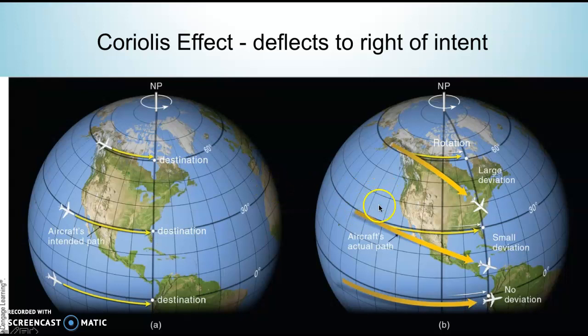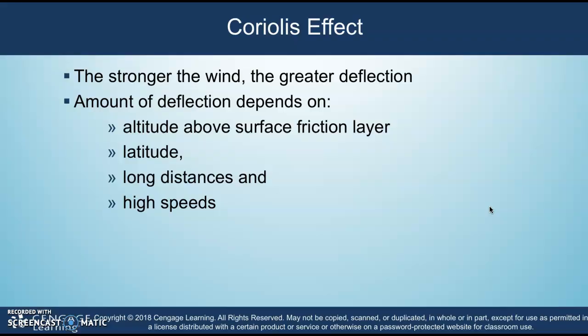So if you are starting out near San Francisco and flying to New York, your airliner needs a correction to correct for the Coriolis effect and get you to New York. The stronger the wind that we're talking about, the greater the deflection to the right. The amount of deflection depends on the altitude above the surface friction layer. It also depends on the latitude that you're traveling at and how long a distance you're traveling and how high a speed you're traveling. That's why the jet makes a great example.